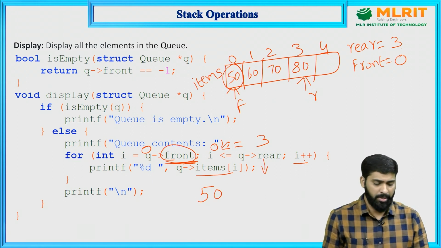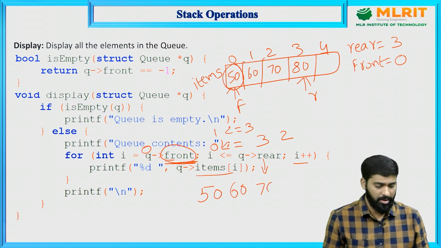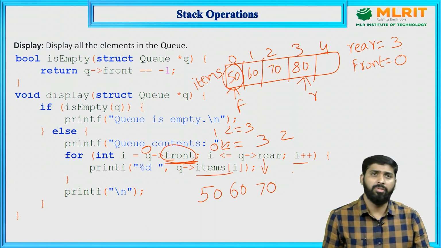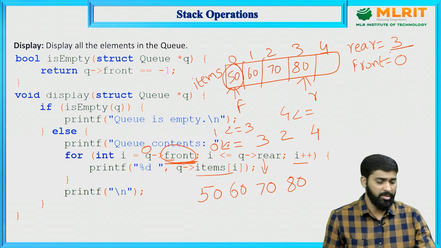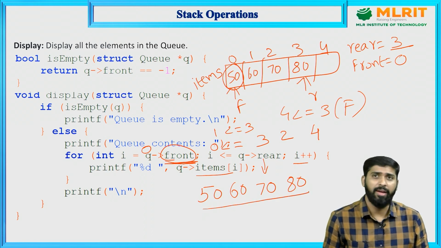Next, I plus plus, 1. 1 less than or equal to 3. True, so you are going to print 60. Next iteration, 2. 2 less than or equal to 3. True, so it prints 70. Next iteration, I becomes 3. 3 less than or equal to 3. True, so it prints 80. Next iteration, I becomes 4. 4 less than or equal to the rear value, which is 3. Now false. So this is the output: 50, 60, 70, 80.